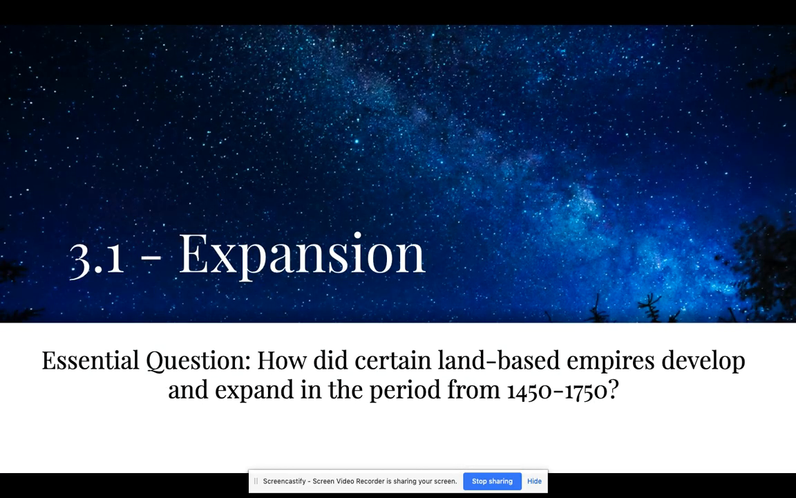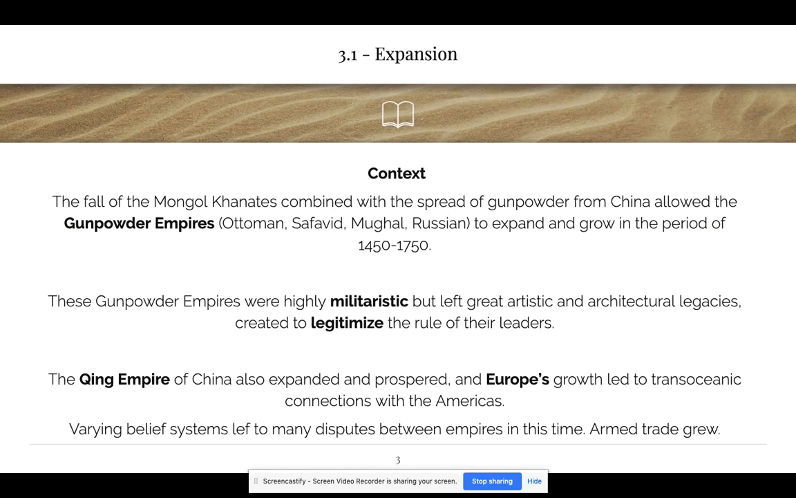How did these land-based empires develop and expand in 1450 to 1750? A little bit of context that we all know is that the expansion of these land-based empires would not have been possible without the fall of the Mongol Khanates. So the Khanates fall into civil war, they weaken, and that leaves a power vacuum for the Gunpowder empires, Ottoman, Safavid, Mughal, and the Russian are also considered a Gunpowder empire, mostly the first three, the Islamic states, to expand and grow in this period.